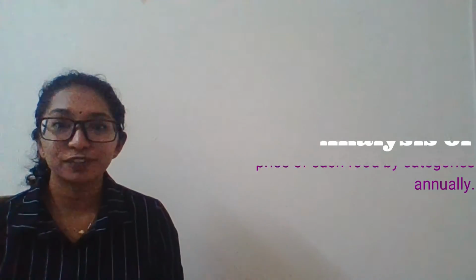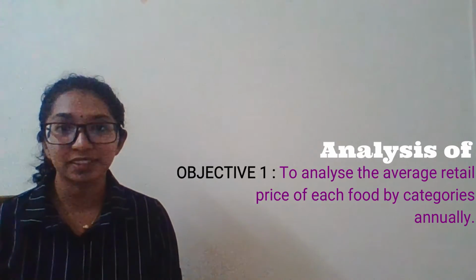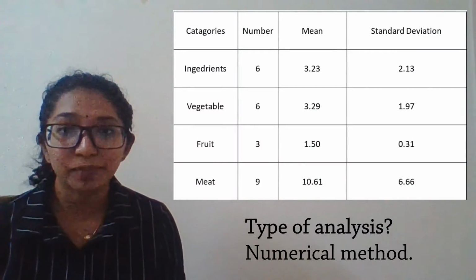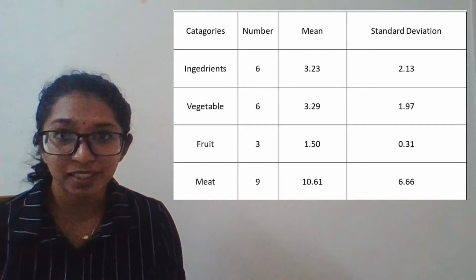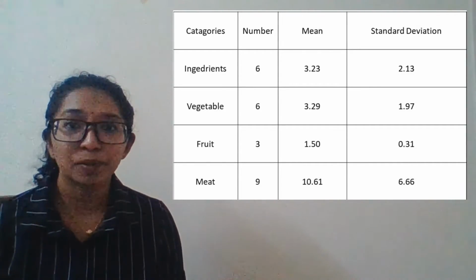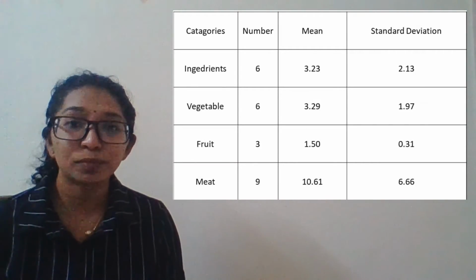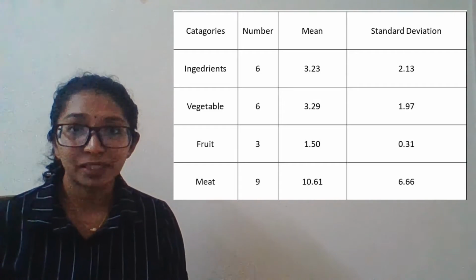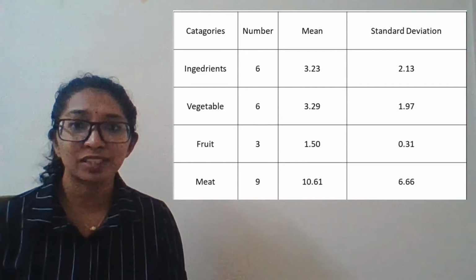The first objective for this project is to analyze the average price of each food by category, and I use a numerical method to analyze this objective. I find the mean and standard deviation. For the mean, I sum up all the prices of food in a category and divide by the number of foods in the category. With the mean, I find my standard deviation. Standard deviation is used to measure the data distribution.